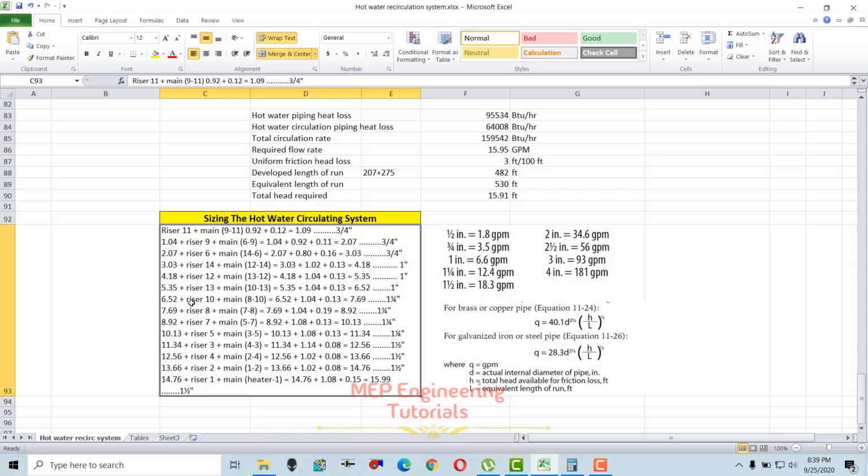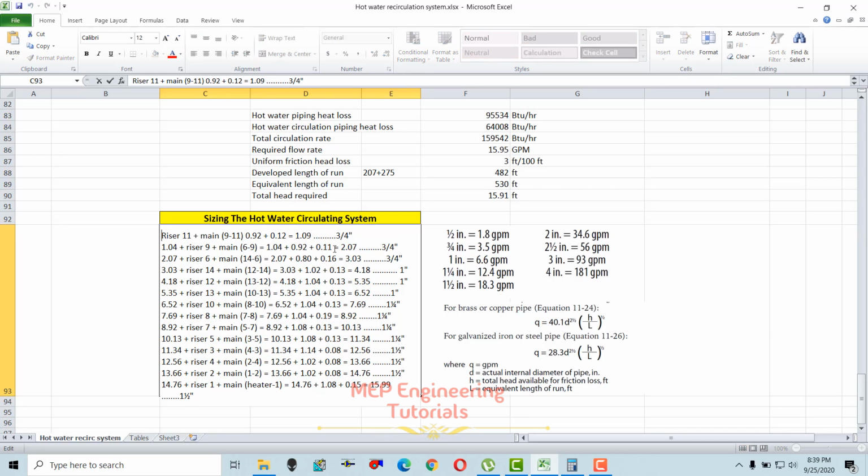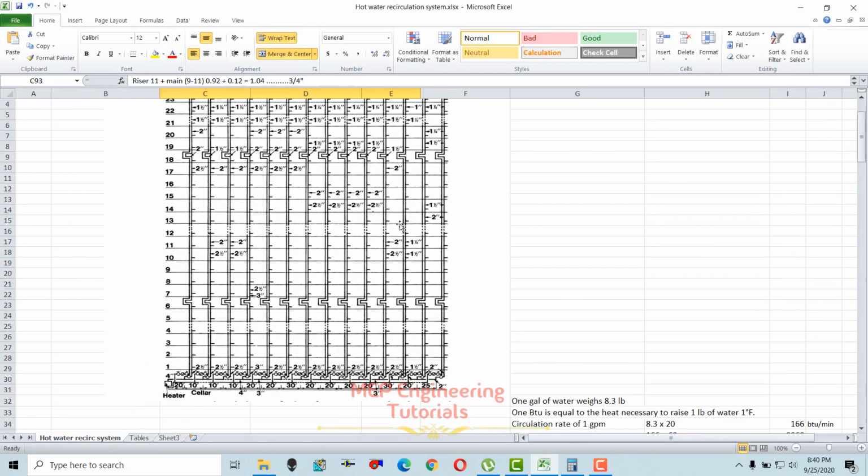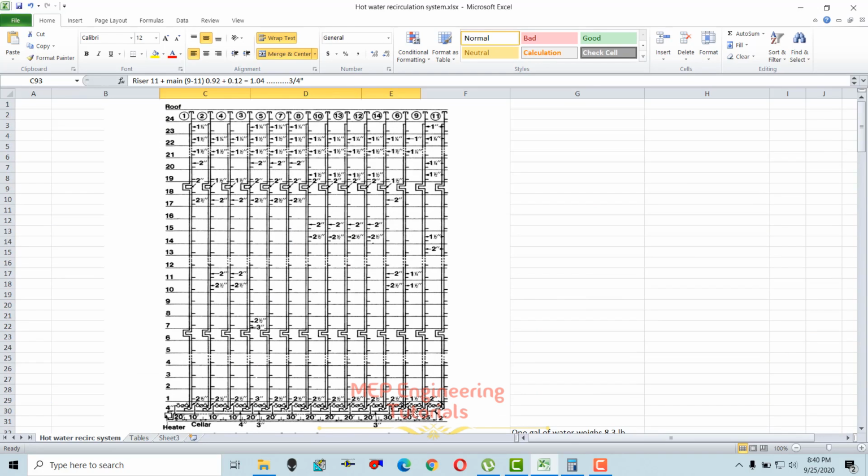So I'm gonna take another example in here. Let's take the second one also, 1.04. So 0.92 plus 0.12, it is 1.04, sorry. So let's take the second main pipe size. Now we will calculate the size for the second one here.